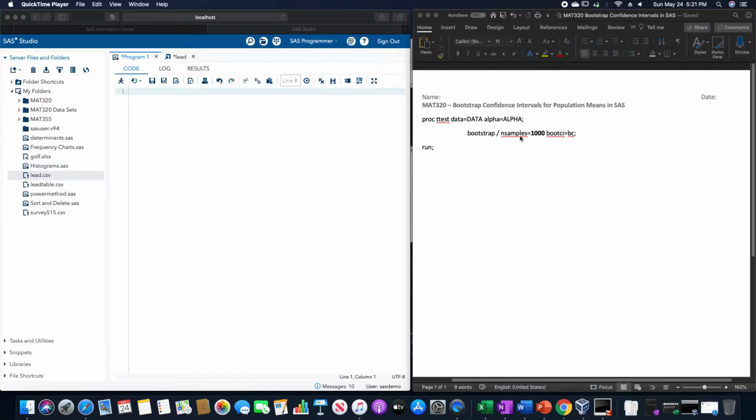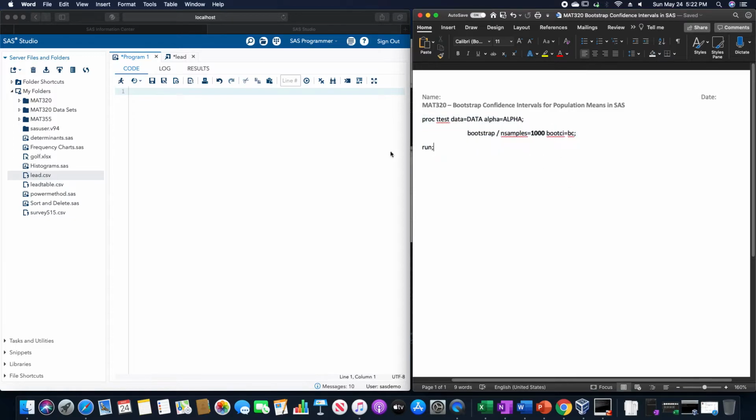slash nsamples is equal to, and the most popular technique to do it would be using 1,000 samples. Any homework or test questions that you see involving this will use 1,000 samples. You could change this to be 10,000 or so, but I highlighted it in bold, and we're just going to use 1,000 for this. And then bootci is equal to BC. So we're going to use this to calculate the bootstrap confidence interval for the data set, the lead data set.